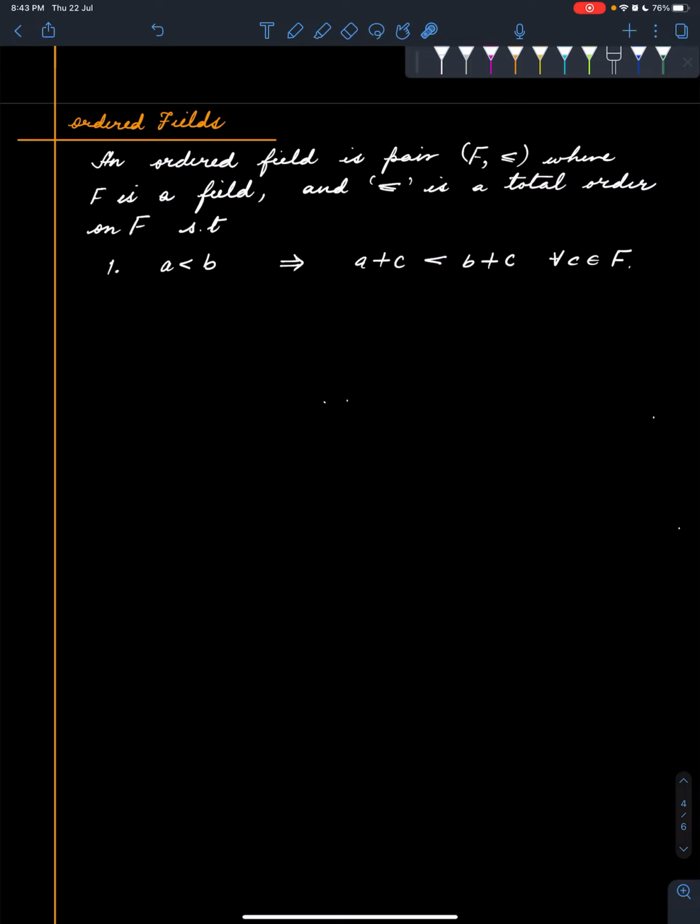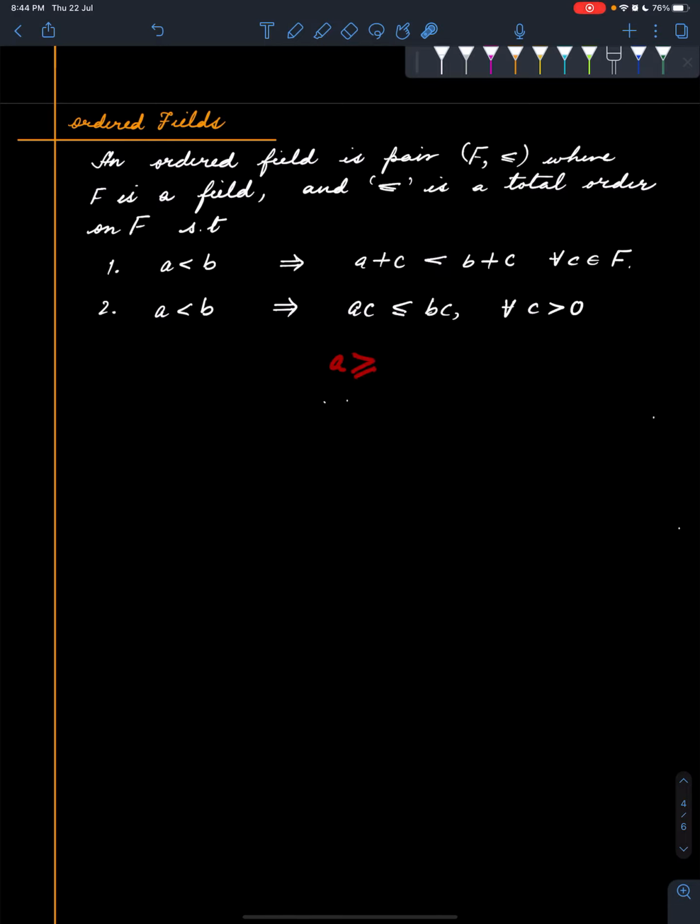Okay, so basically what the first axiom says is that this order relation respects addition, just like rational numbers or natural numbers. And the second one is that if you have this, then AC is less than or equal to BC for all C which satisfy this. So again, what does this mean? This is just another way to say this. So I hope that is understood.